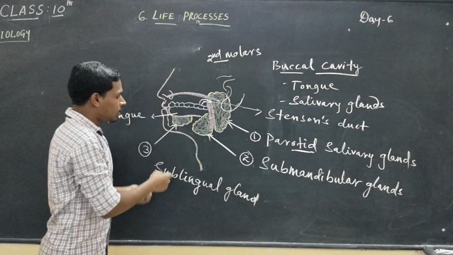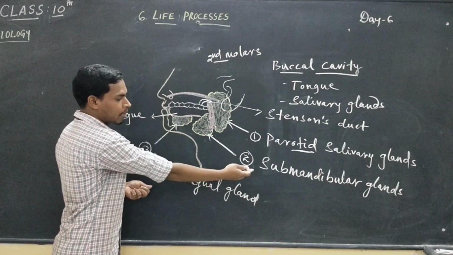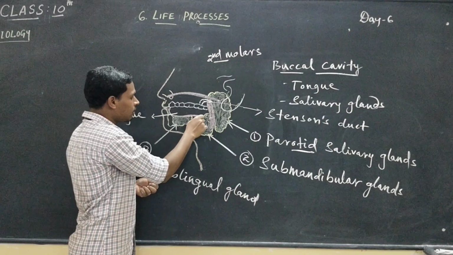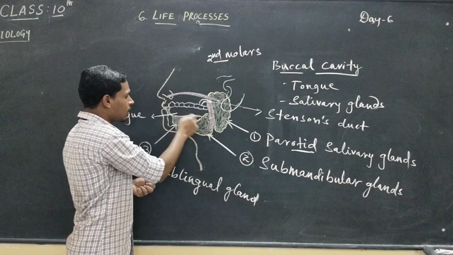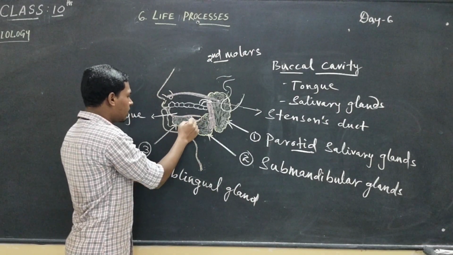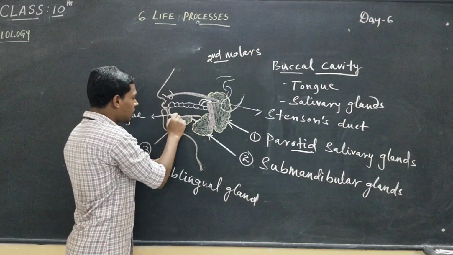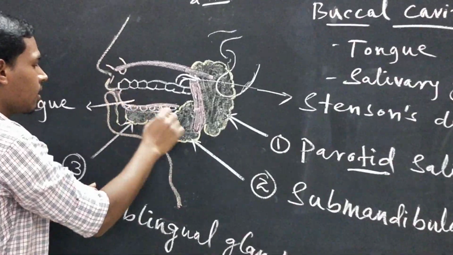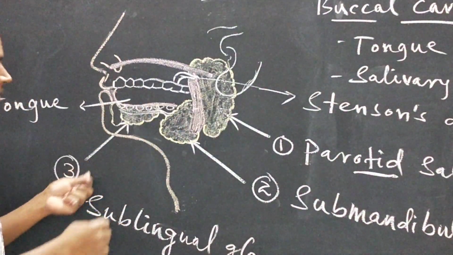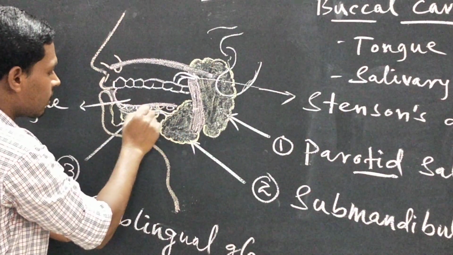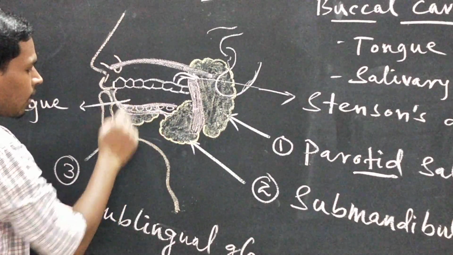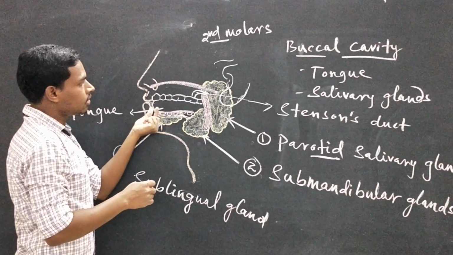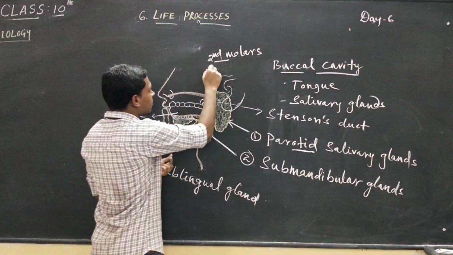Then the next is the submandibular gland. It also has its duct, and its secretion reaches in front of the incisors. Ducts are tubular in shape, so its secretion reaches in front of the incisors.